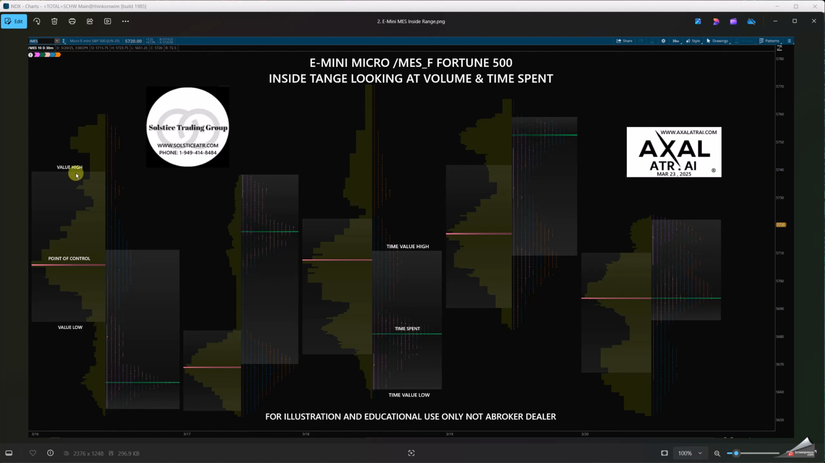So the most important thing to understand is that the volume profile is on the left. The time spent in the 24-hour range has a value area low and value area high. But these are the time spent in relationship to the point of control, and the most time spent in 24 hours is in the green line.